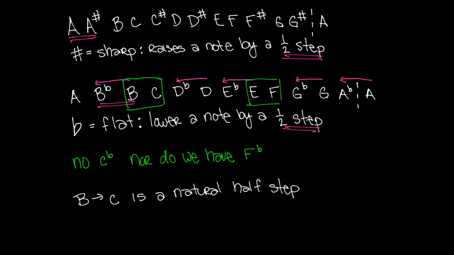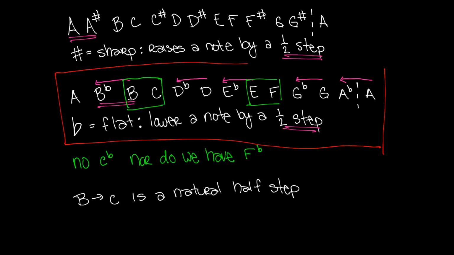So this is your chromatic scale as it pertains to flats. Let's go ahead and box that up a little bit so you can see it. That is your chromatic scale as it pertains to flats. And once again, we have the notes A, B flat, B, C, D flat, D, E flat, E, F, G flat, G, A flat, and A.